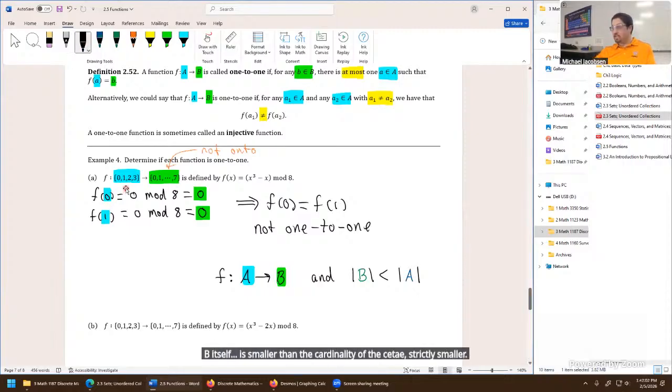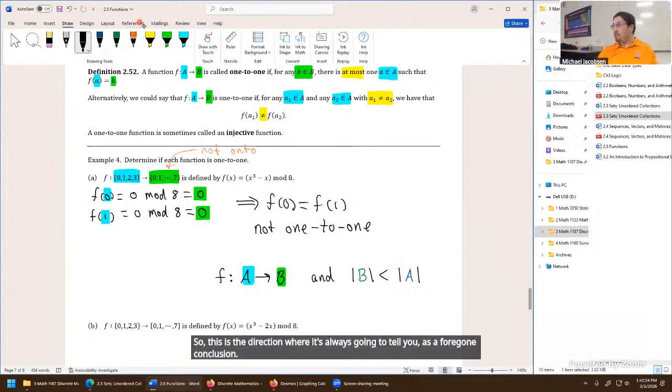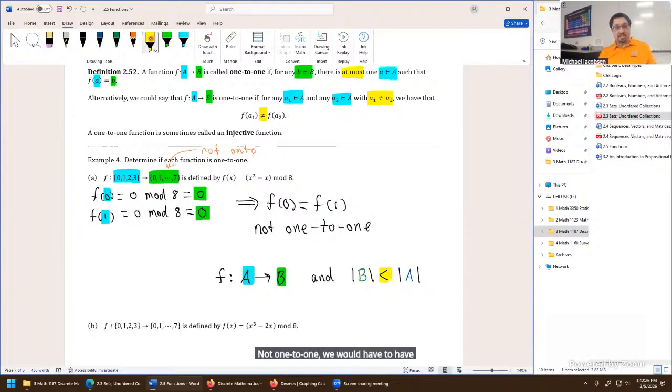Kind of the opposite of this situation. Say I'm mapping from maybe 5 elements into exactly 1. No way is it going to be 1-to-1, right? If there is only 1 element in the codomain, every value maps to 1. It's not 1-to-1 any longer. So this is the direction where it's always going to tell you, as a foregone conclusion, not 1-to-1. We would have to have that relationship on the sizes of domains. And they would also have to be finite size. So let's say less than infinity as well. So if this happens, this implies f is not 1-to-1.